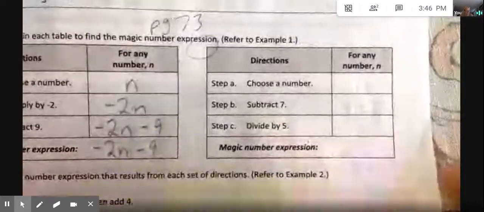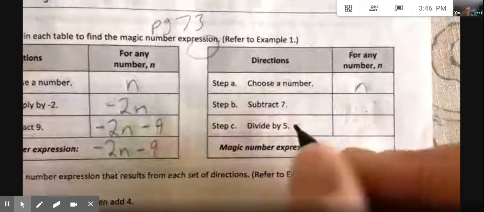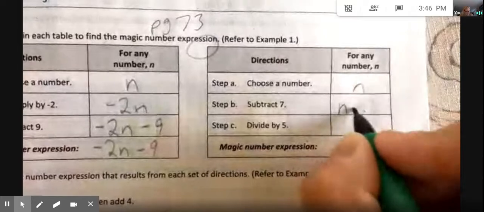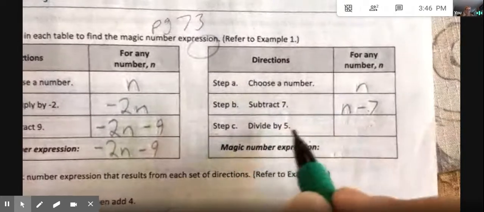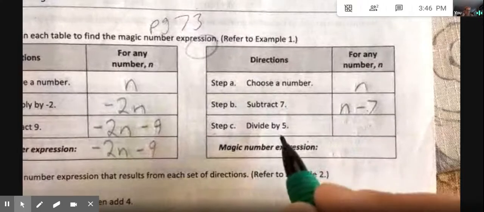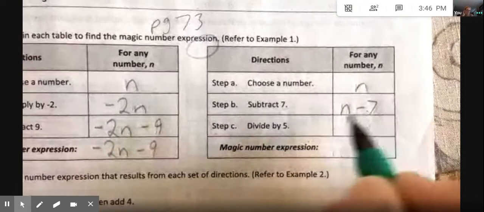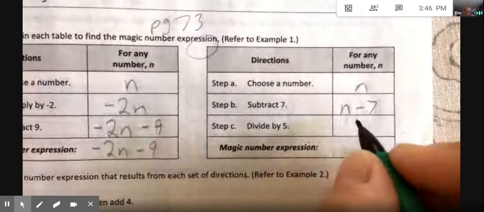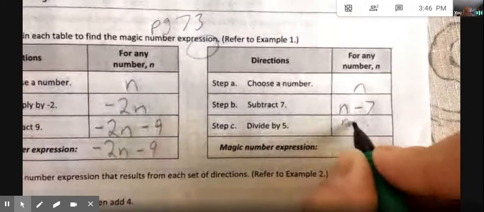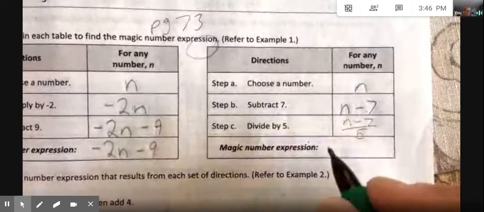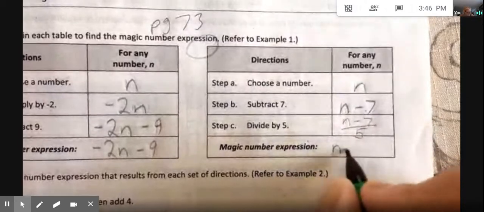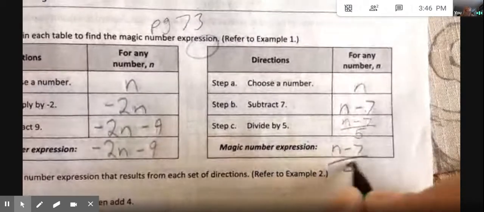For the next one, choose a number n, and we're going to be subtracting 7 from it. So n minus 7. And then we're going to be dividing by 5. So you got to be really careful here. We got to divide this whole thing by 5. So we can write it as a huge fraction, n minus 7 over 5. And so our magic number expression is n minus 7 over 5.